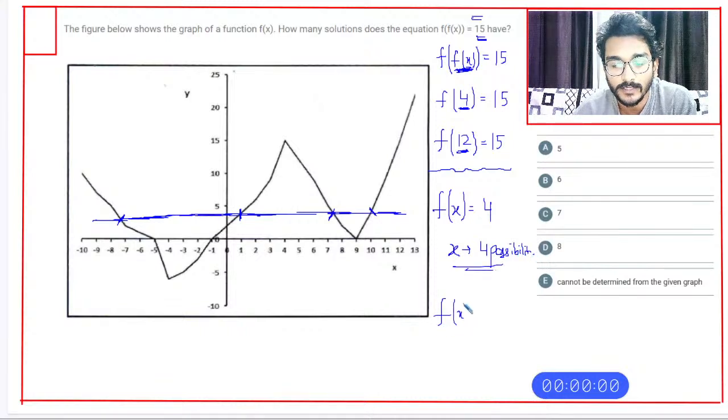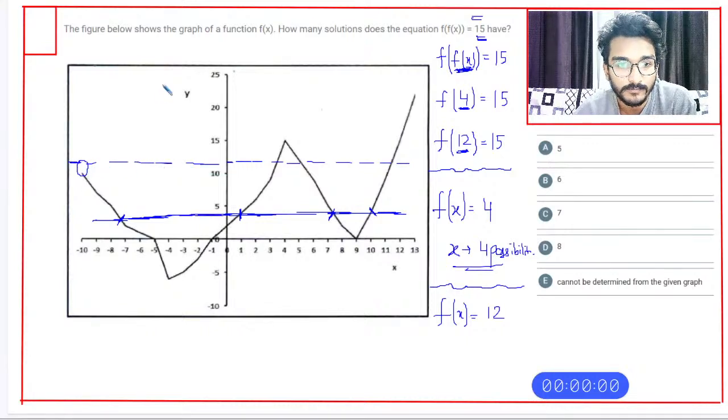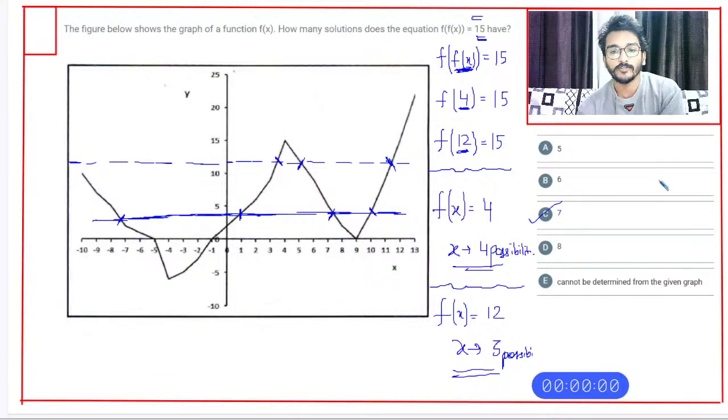Similarly, the second case, when f(x) equals 12, there it is, 12, somewhere here. So how many possibilities of x are there? There is a huge gap. There are 1, 2, and 3 possibilities. So x has 3 possibilities here. So total, how many possibilities are there? 7 possibilities are there. Beautiful question based on function graph.